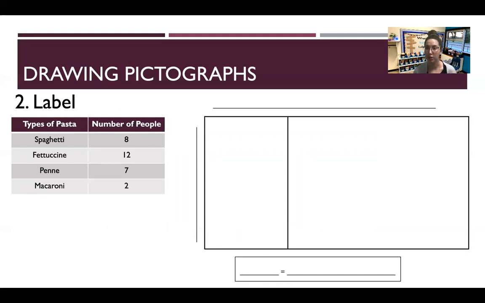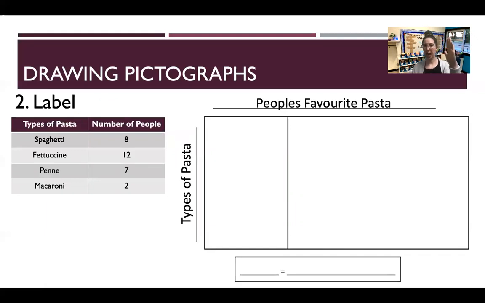Once I have that, I can take it and amp it up and actually draw out my pictograph. The very first thing you need to do is to label it, okay? When I'm labeling it, I need to think of a title. Your title is just what your graph is about. Mine is about people's favorite pasta. And then I'm going to look at this spot right here, types of pasta. I take that and I put it on the side.